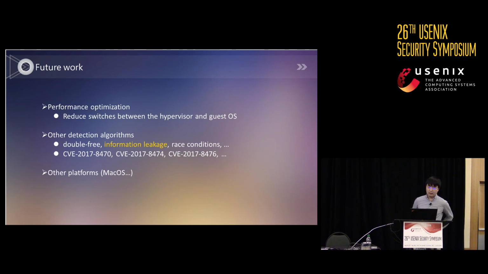Second, we can extend the detection algorithm to discover more types of vulnerabilities such as double free, information leakage, and race conditions. Currently, we are working on detecting information leakage vulnerabilities in the Windows kernel, and we have found dozens of vulnerabilities.